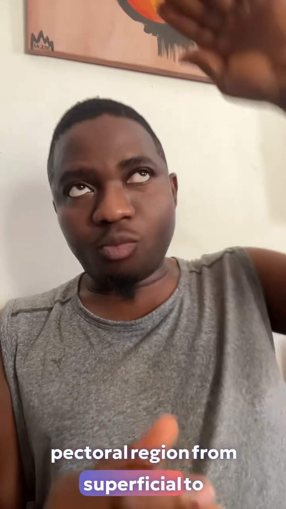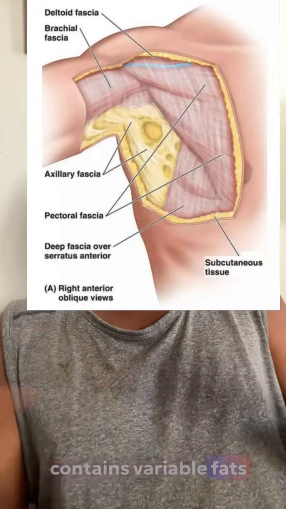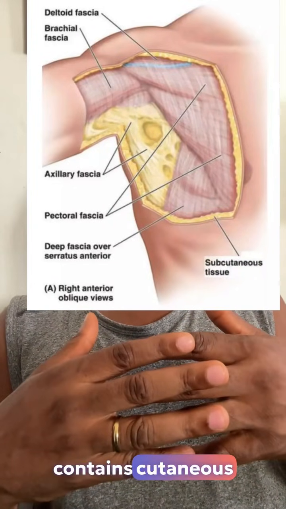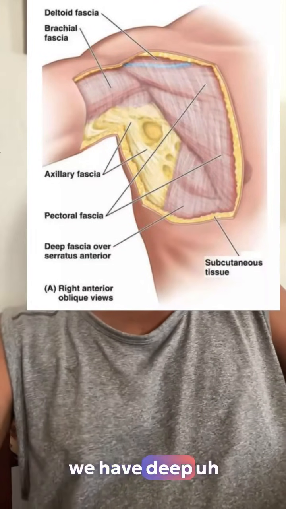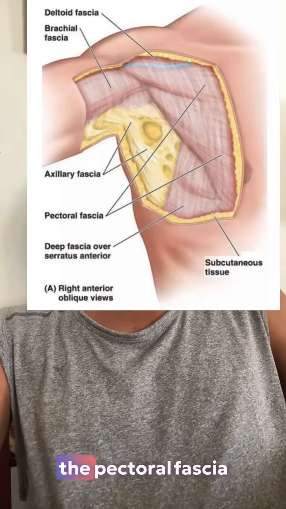Now, what are the layers of the pectoral region? From superficial to deep, we have the skin, then the superficial fascia. The superficial fascia contains variable fat, the mammary gland, cutaneous nerves, and even superficial veins. Then we have the deep fascia, also known as the pectoral fascia.